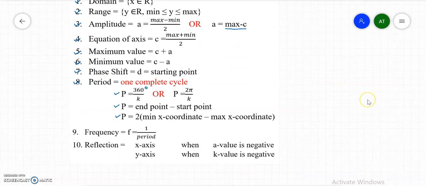Okay, moving to the ninth point, which is the frequency. Whenever the question is asked about finding the frequency, you just have to take the reciprocal of the period, and you will get the frequency. So 1 by period is the frequency formula.